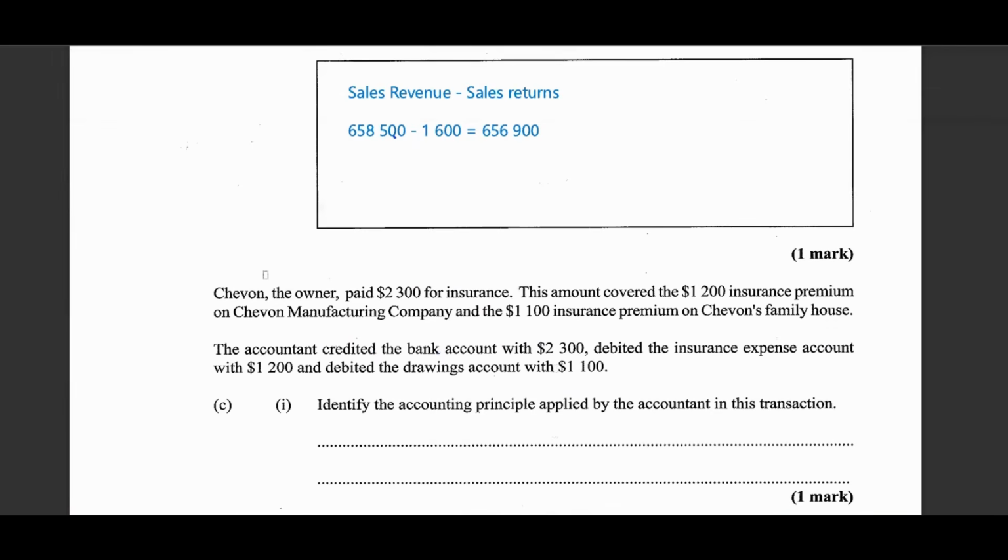Now, Chevron, the owner, paid $2,300 for insurance. This amount covered $1,200 insurance premium for his business and $1,100 insurance premium on their family's home. The accountant credited the bank with $2,300, debited insurance expense, and debited the drawings account. So even though they paid this insurance for their family's home, the accountant did the right thing and debited drawings. The accounting principle applied here would have been separate entity concept.